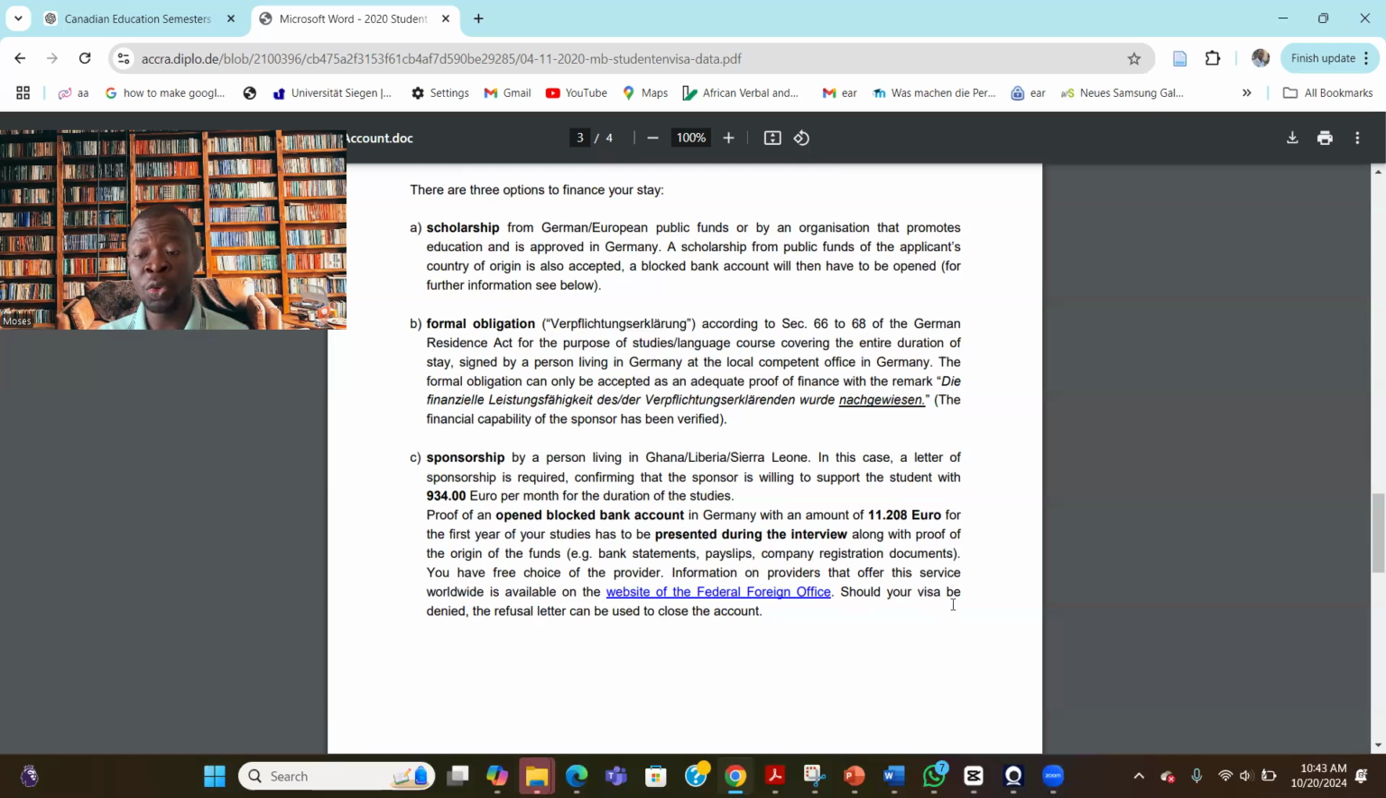Okay, should your visa be denied, the refusal letter will be used to close this bank account. So what does this mean?